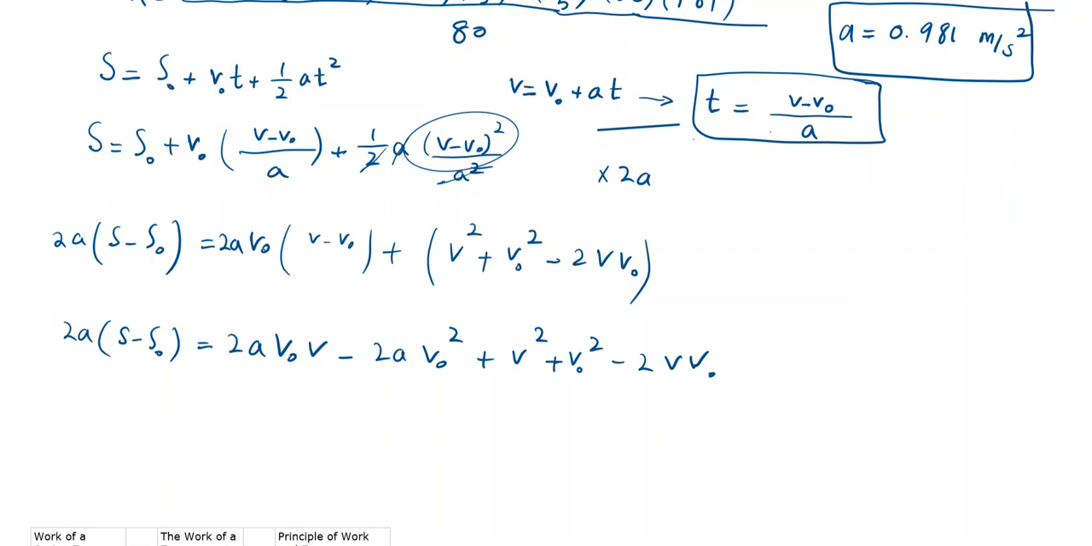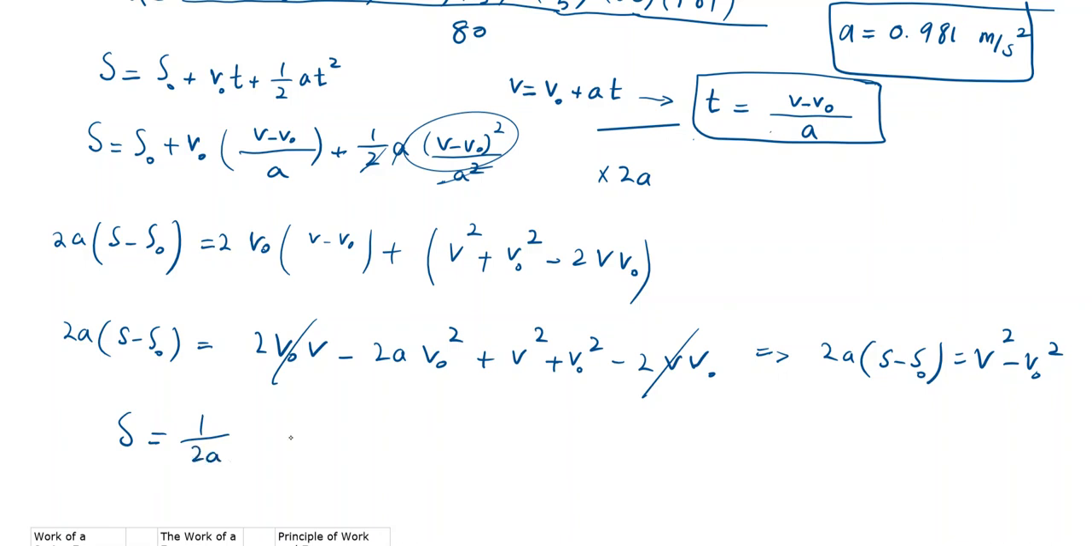Sorry, I made a mistake here. That has gone, that has gone. So here I just have 2 v naught v, and these two will cancel out. So from here I will only get 2a(s minus s naught) is equal to v squared minus v naught squared. You know that, again, that is by formula. You have had it already. So s is equal to 1 over 2a times (v squared minus v naught squared) plus s naught.